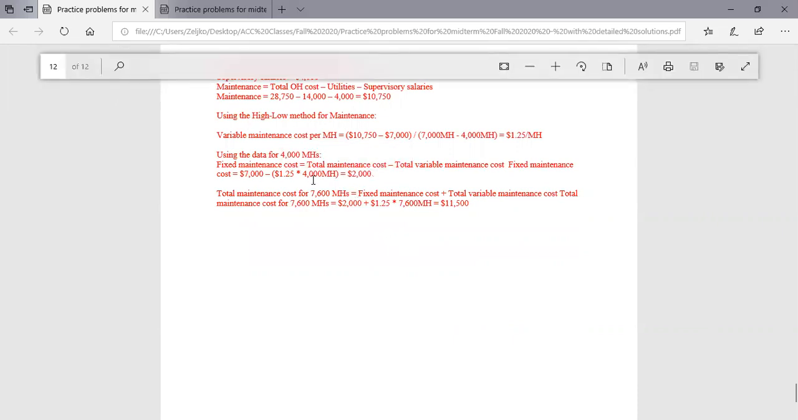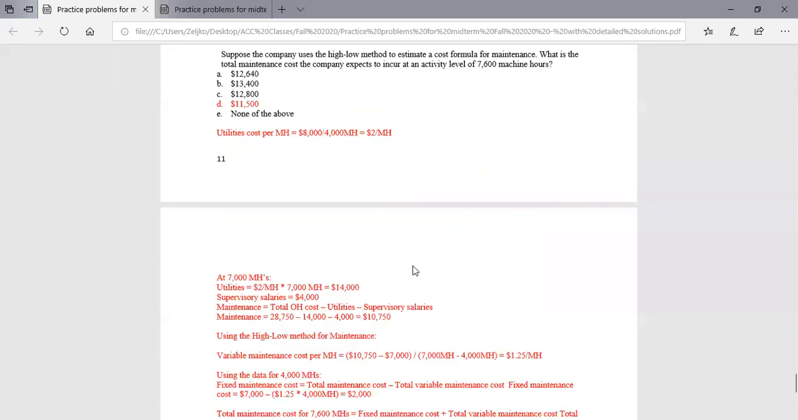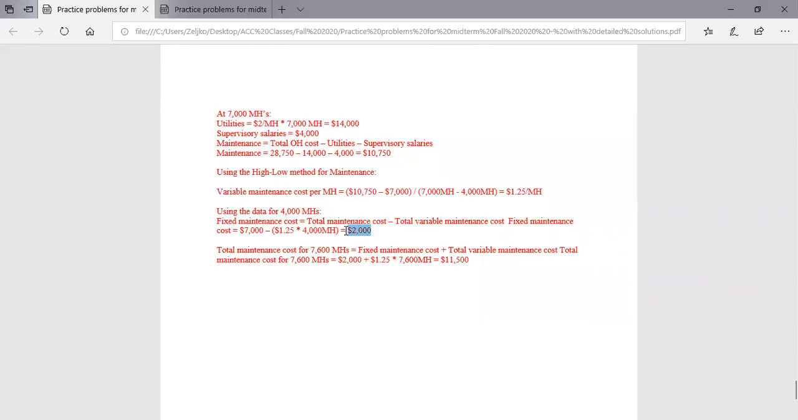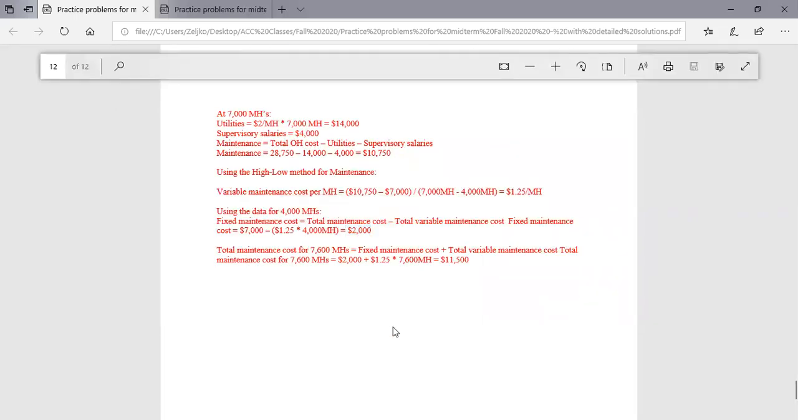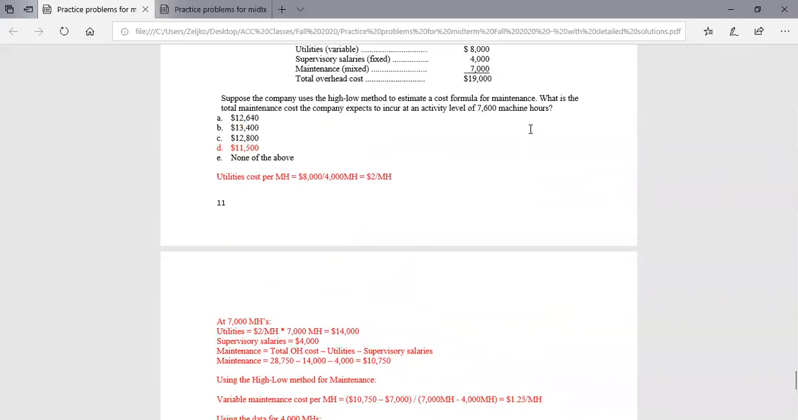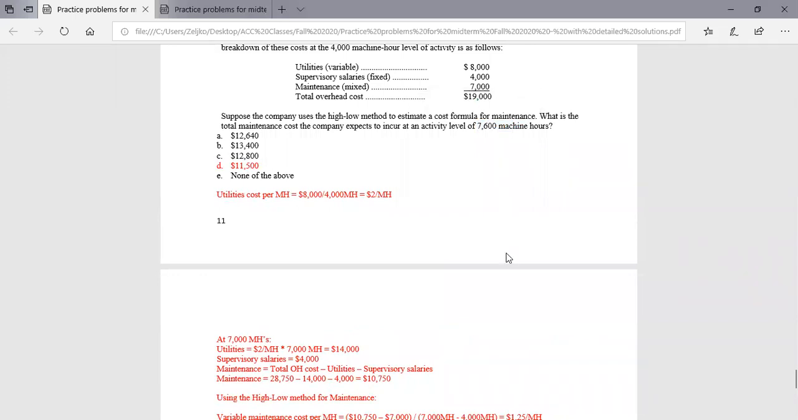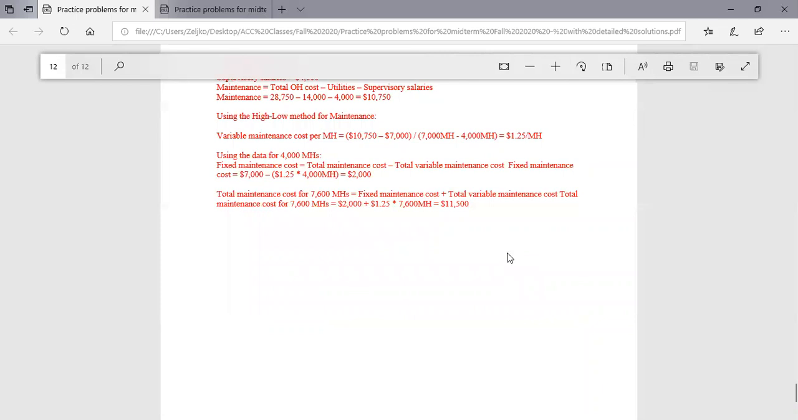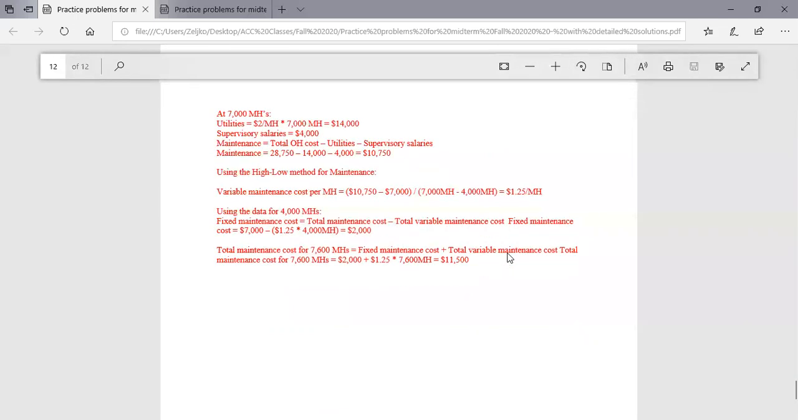If you use 7,000 machine hours, you will get the same $2,000 in fixed cost. And that's your formula now: $2,000 of fixed cost plus 125 per machine hour. Now you can find any amount at any machine hours. Again, this is chapter 6, so it might be difficult to follow because you did not cover it yet.